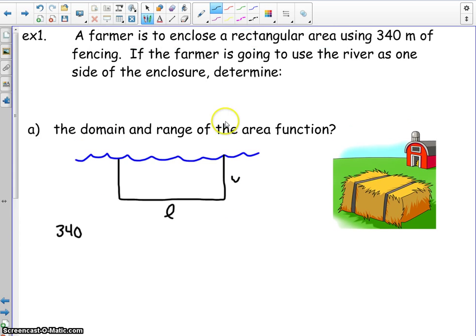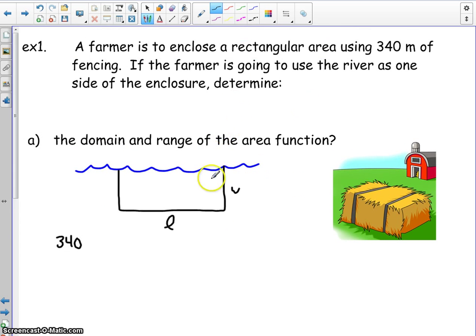So if I want to find the area function, well, how do I find the area of a rectangle? Hopefully you remember from elementary or middle school geometry that the area is going to be equal to length times width. Okay, so that's a good start. The only problem is you'll see here that we actually have 3 variables. We have the area, but it depends on both the length and the width.